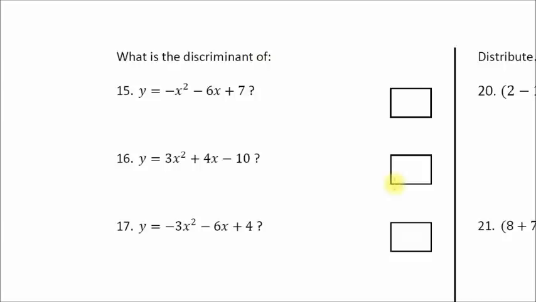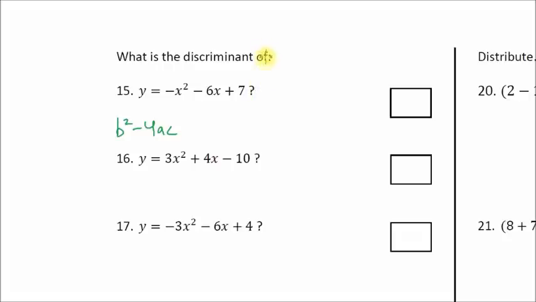This group of questions, 15 through 17, the prompt is, what is the discriminant of these standard form quadratics? Well, the first thing we have to remember is what the discriminant is. The discriminant is b squared minus 4 times a times c. And when we find this, the first thing we want to do is find a, b, and c.